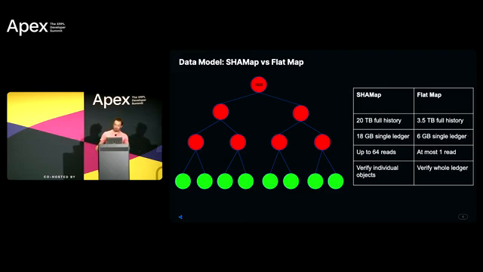So there's that. The other benefit to this is fetching a node. Fetching a node out of the SHA map requires walking down the tree, right?